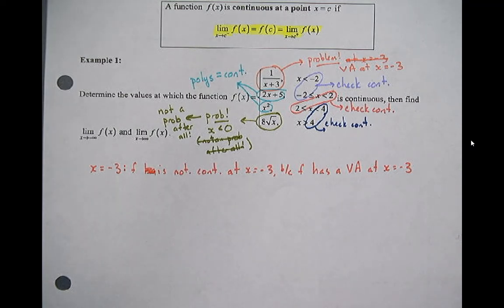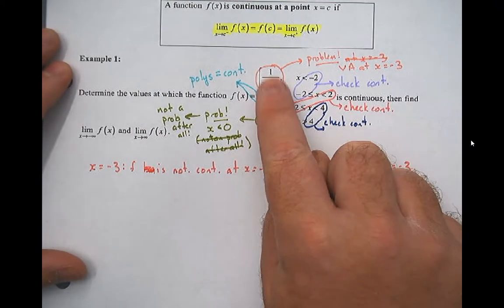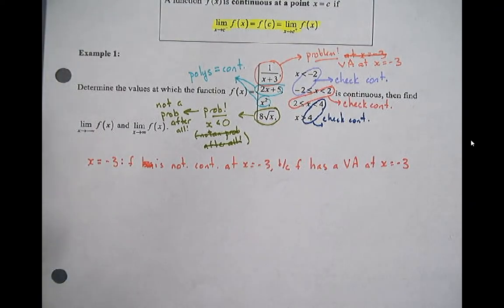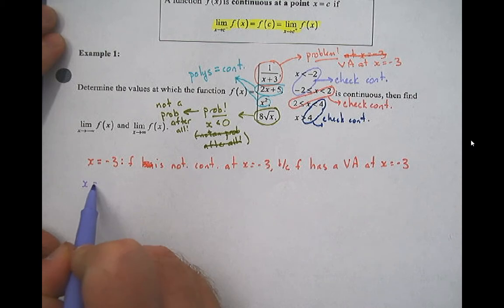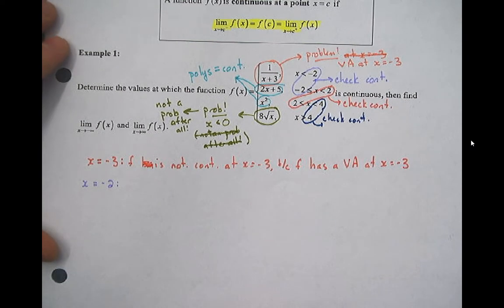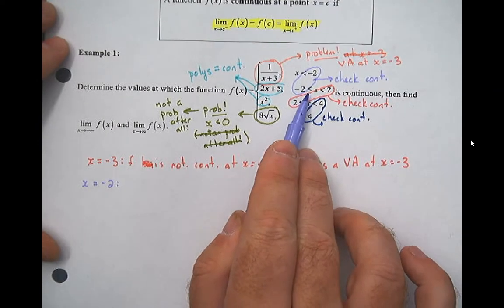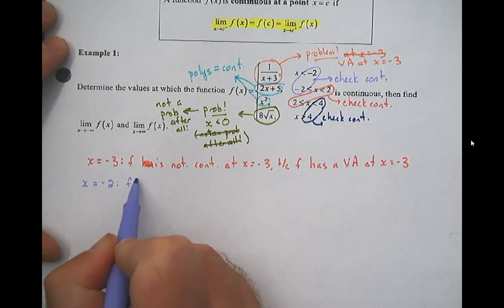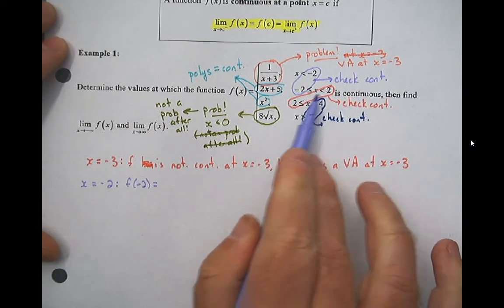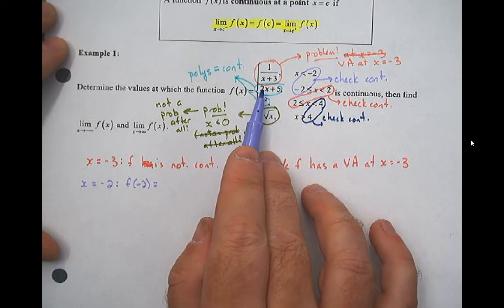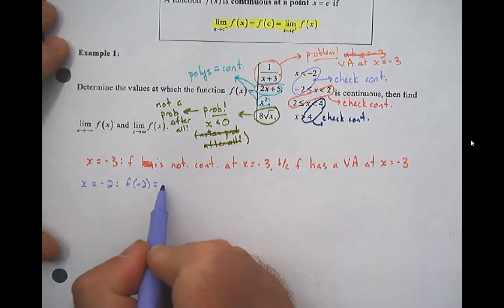My next possible thing that could cause me a problem is when we transition from this piece to this piece of our piecewise function. So x equals -2. First of all, is there a point? Yes, because this is included. You see how -2 is less than or equal to? So f of -2 equals, when I plug -2, I plug it into this one. -2 times 2 is -4. -4 plus 5 is +1.